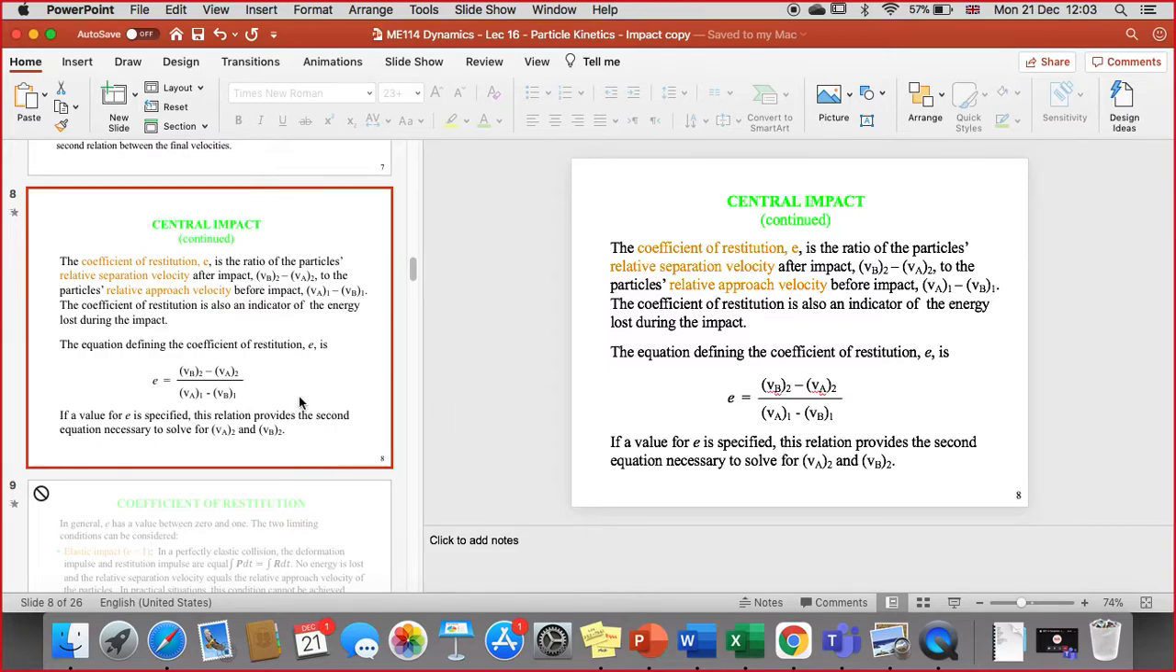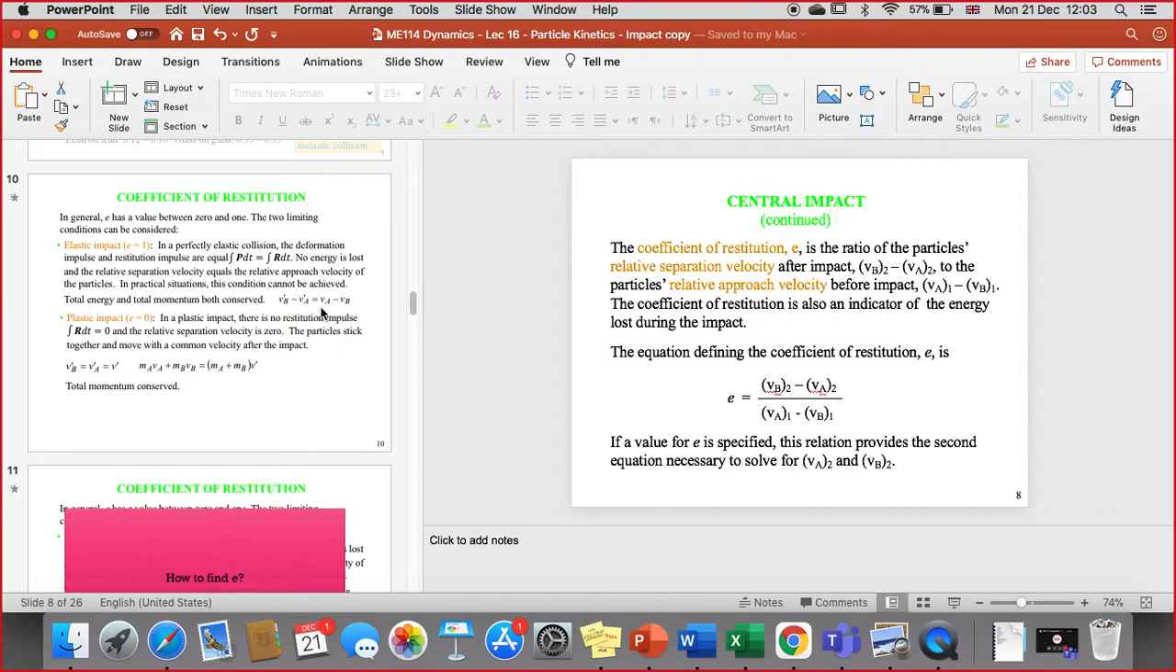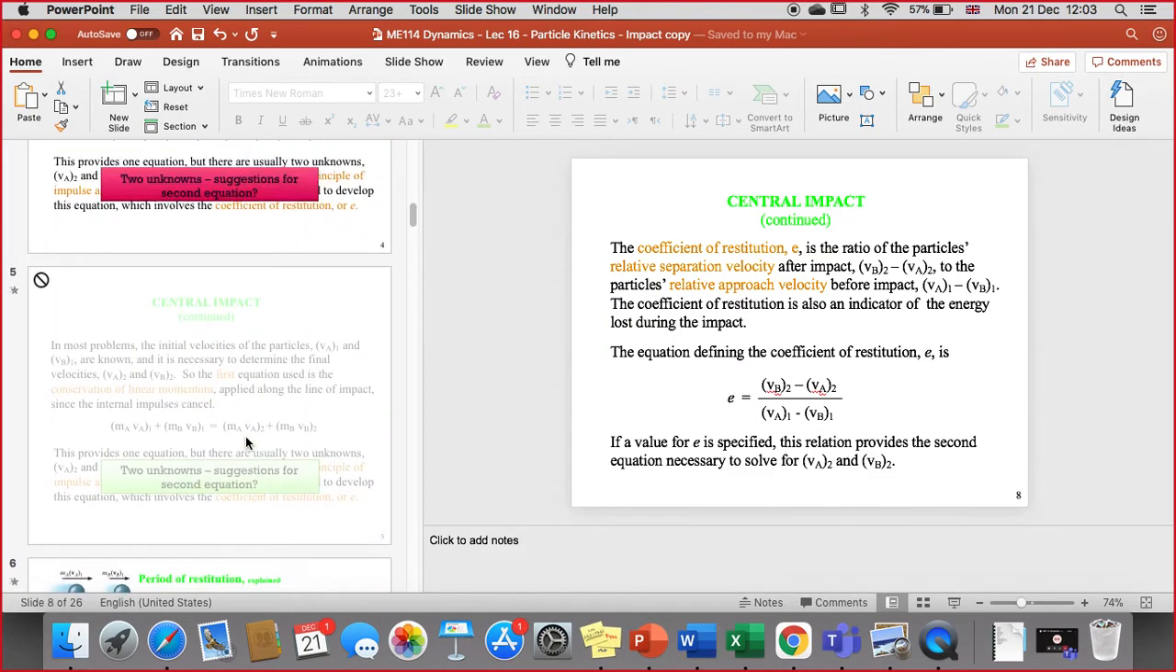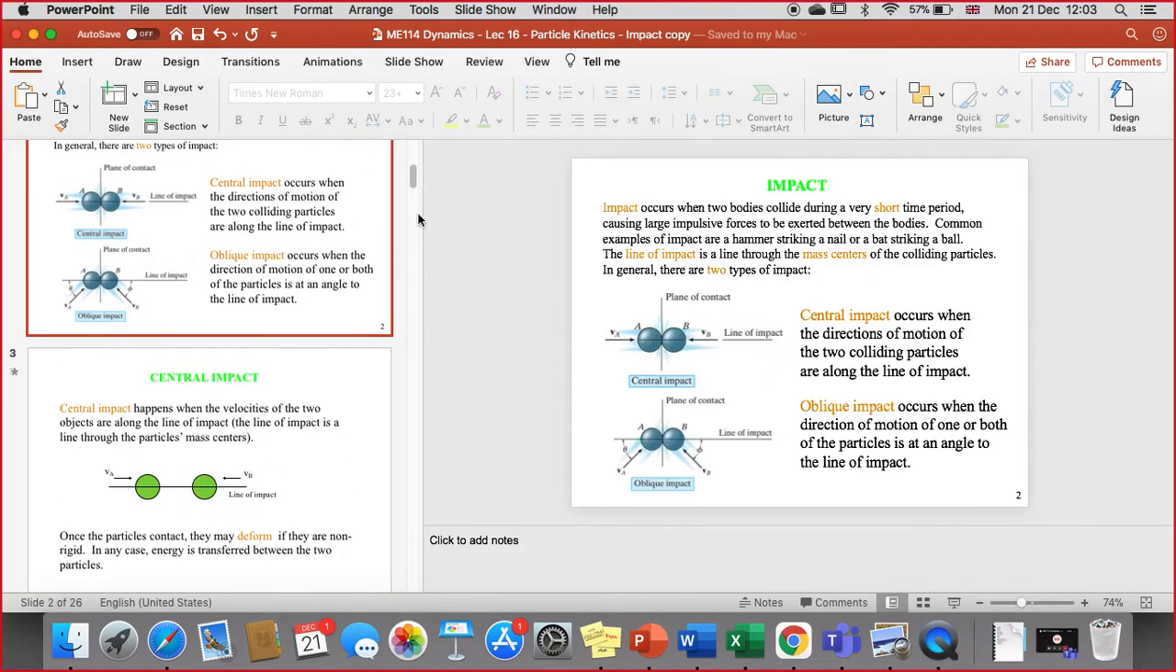Now, this was of course the case for central impact problems, where the particles were colliding head on, along the line of impact. For this problem, we saw how we can apply the conservation of momentum and the coefficient of restitution, whereas there was another type of impact, which was oblique impact.